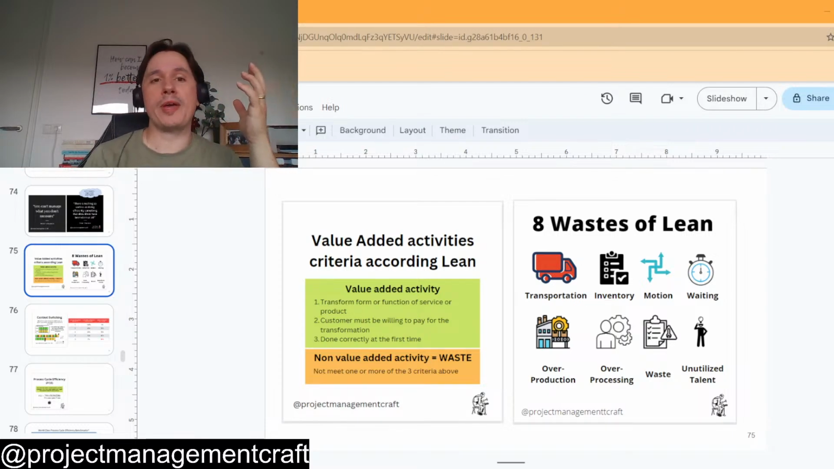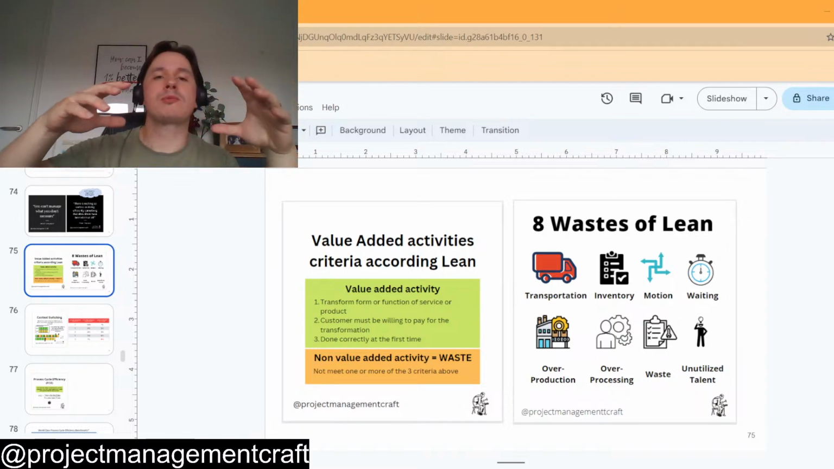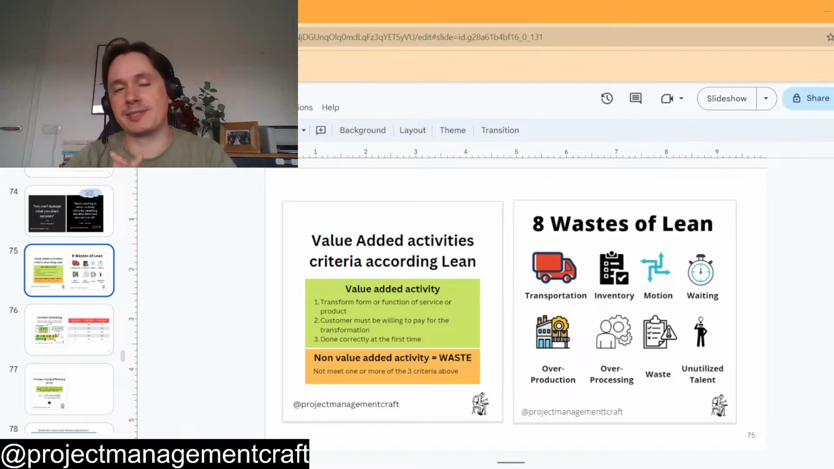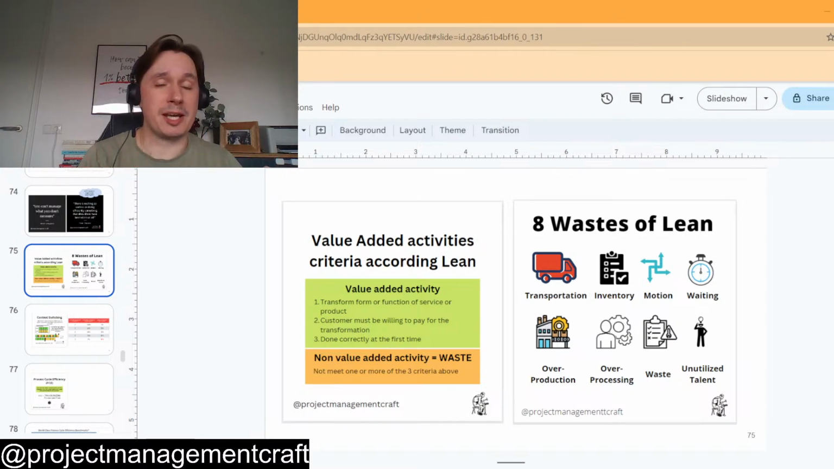To talk about waste, it's impossible to talk about it without talking a bit about the Toyota Production System. If you don't know it, you've probably heard the name lean management, or lean manufacturing. It started at Toyota just even before the Second World War, but it increased and started to develop and gain more form after the Second World War.